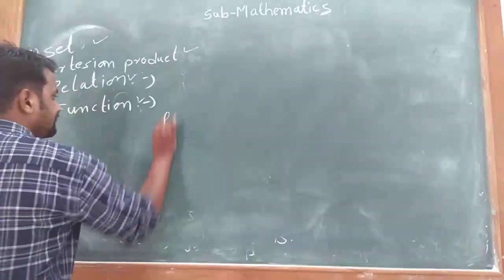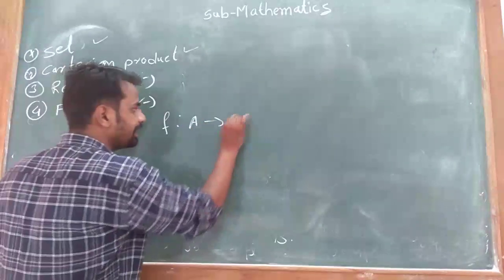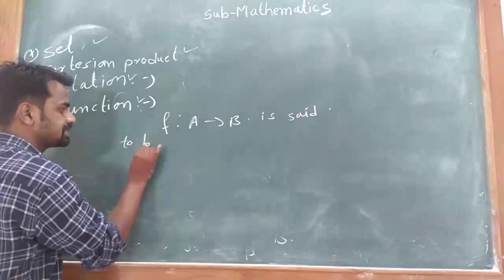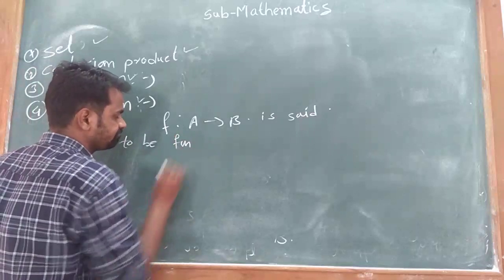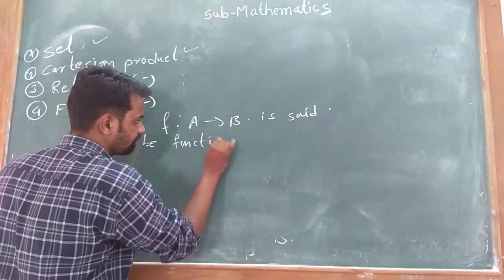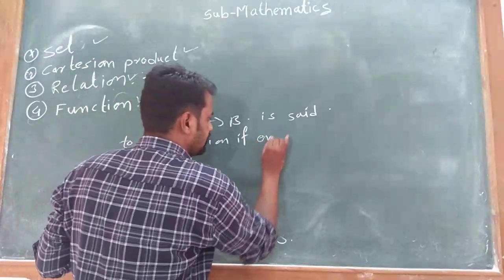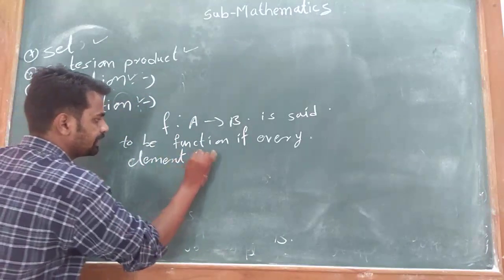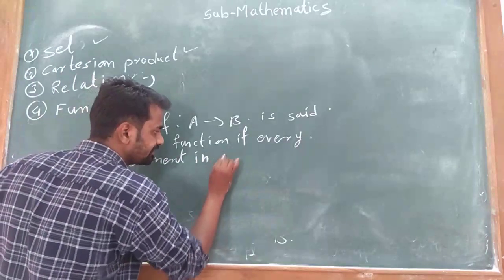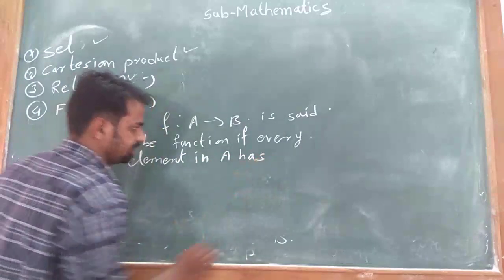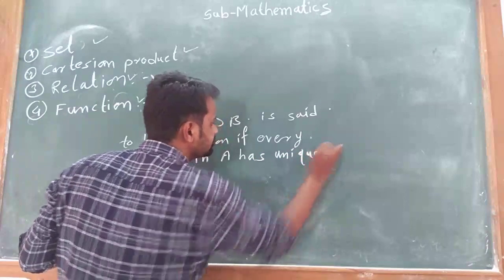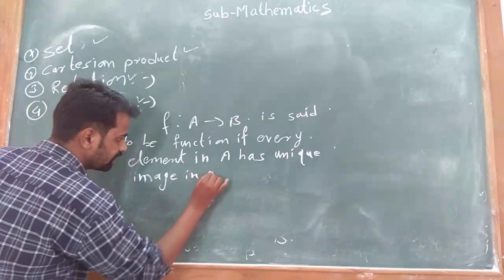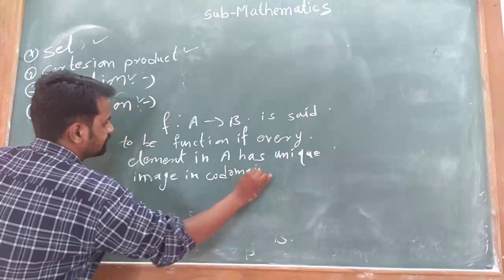It means that f is a relation from A to B, and is said to be a function if every element in the domain, that is set A, has a unique image in the codomain, that is set B.